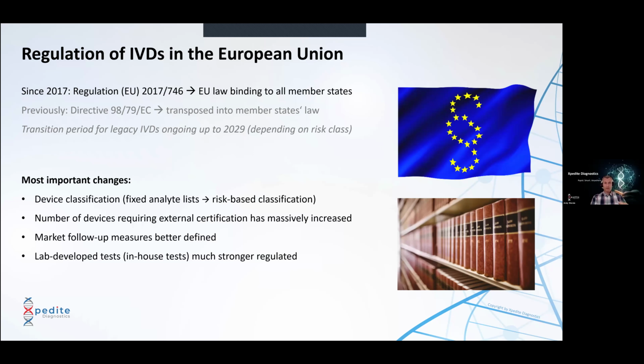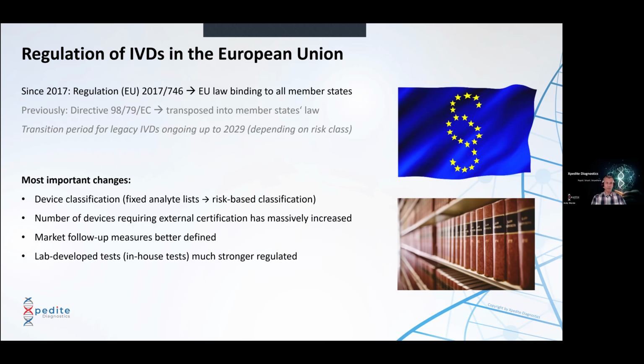So what are the most important changes? They are important to understand because then you will see that from them you can derive a lot of requirements that need to be considered for actual CE-IVD test development. So the most important one is the device classification has completely changed. It was a fixed list-based system. There was a couple of analytes like HIV, HBC, HCV, CT, so chlamydia, and others, very fixed. And these are considered or have been considered high-risk devices. And anything else was just not a listed device. And so it was kind of self-certified. So no one except the manufacturer had to look into the quality of these devices.